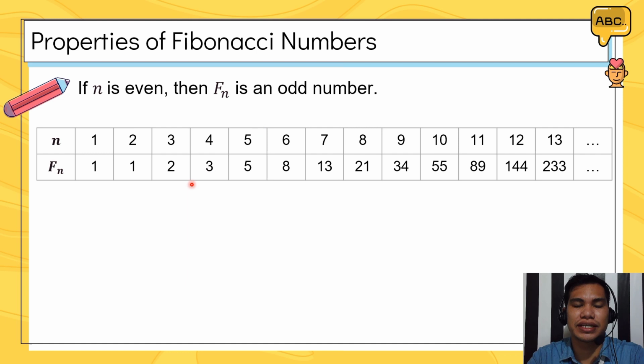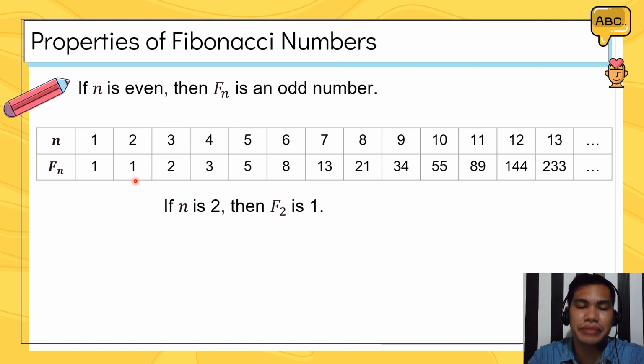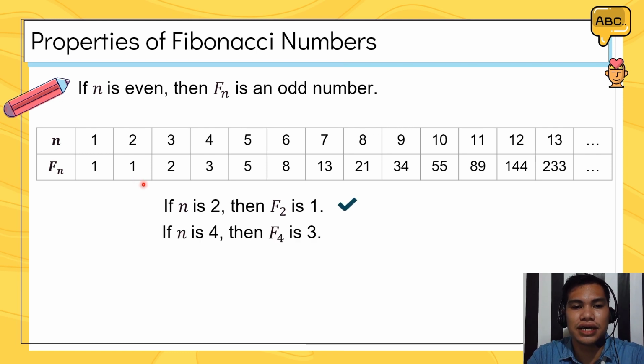Sige, try nato. If n is even, tanawon nato kaning mga even nga n. If n is equal to 2, kay even number man, then ang atong f sub 2 kana 1. Tama, odd number gid siya. Try na to sa sunod. So that's correct. If our n is 4, kay even man, then atong f sub 4 is equal to 3. Odd gyapon. So that is correct.